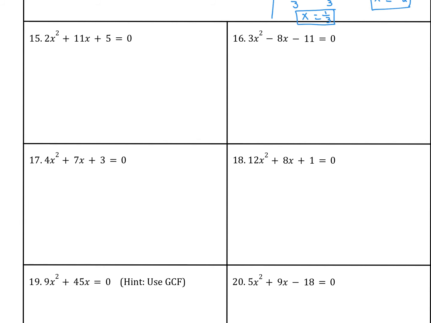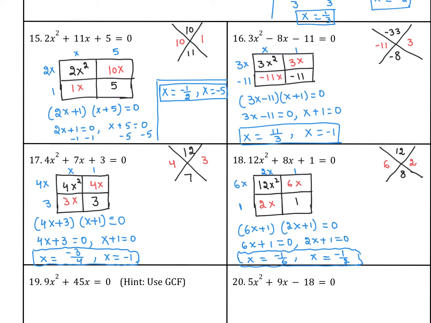Now we are going to do problems number 15 to 20. For number 15, you make a cross first, and on the top of the cross you have the number 2 times 5, that is 10. On the bottom, you're going to put the middle term, that is 11. You're looking for two numbers. When you multiply, you get 10. And when you add them, you get 11. And those numbers are 10 and 1. So 10 times 1 is 10, and 10 plus 1 is 11. Now you're going to make a box.